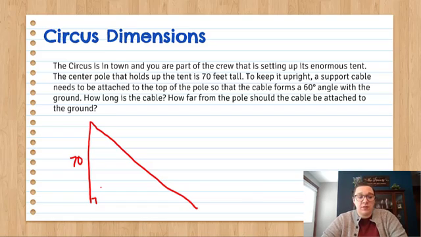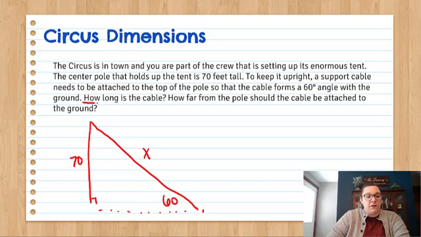To keep it upright, the support cable, so I guess here's my support cable that I drew in, needs to be attached to the top of the pole. I did that. So it forms a 60-degree angle with the ground. Okay, so here's the ground, and here's my 60-degree angle. How long is the cable? Okay, so let's stop here, and let's solve this part.